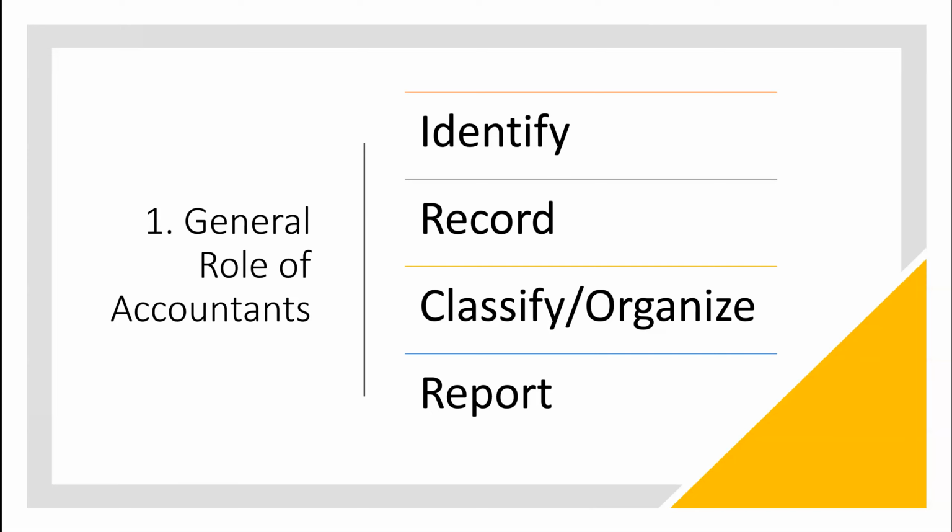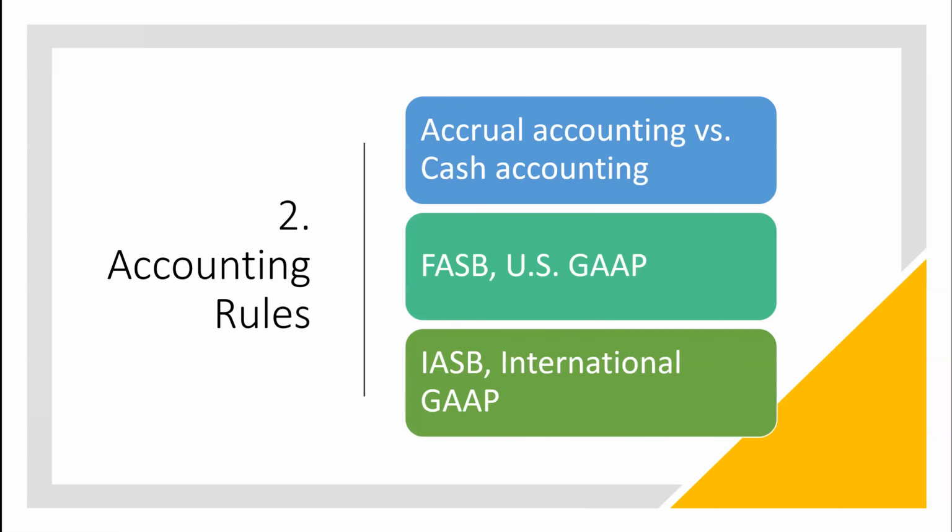And then finally, after we do that, once everything's been classified and organized, we can then go ahead and generate reports. Okay, and so we generate a set of financial statements. So that's kind of how this process works.